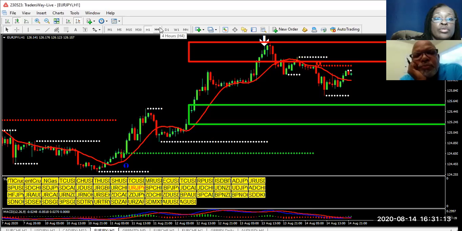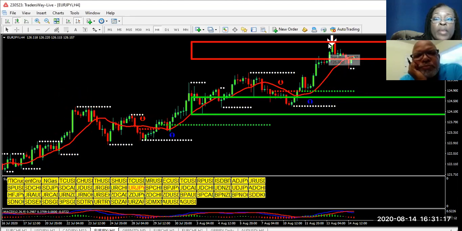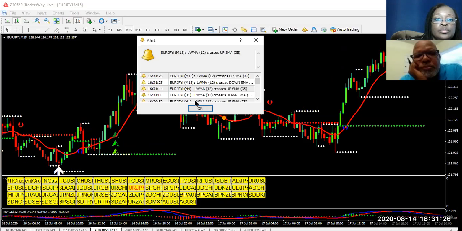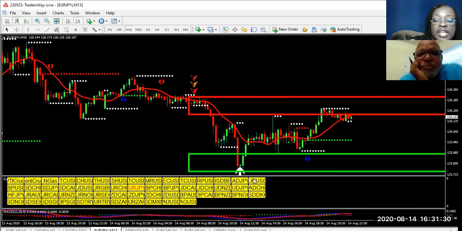Let's see what's going on the 4 hour. See, on the 4 hour, we're bearish on the 4 hour. That's all I wanted. And we're in the zone. We're around the zone. So now I'm going to drop to the 15. And on the 15, we're bullish on the 15. So it's kind of like a pullback on the 15.